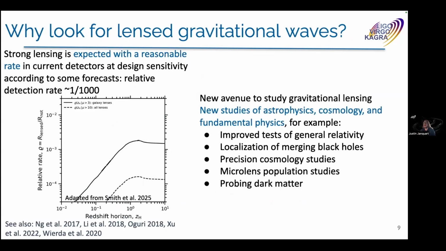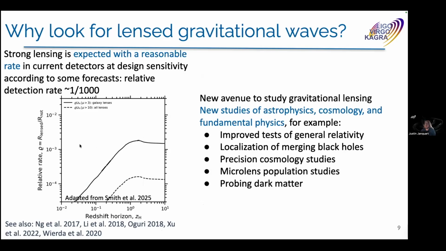Now, before going there, it's also important to see why we're looking for this gravitational wave lensing. First of all, it's a prediction from GR, so that's already nice on its own, and it's a prediction of GR that's expected to be seen with a reasonable rate. Based on current forecasts, we expect to see about one lensed gravitational wave for 1,000 unlensed gravitational waves detected. The exact relative rates you can see on this figure depend on the redshift horizon, but nowadays we're about here.